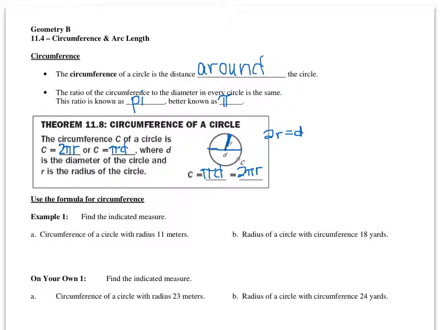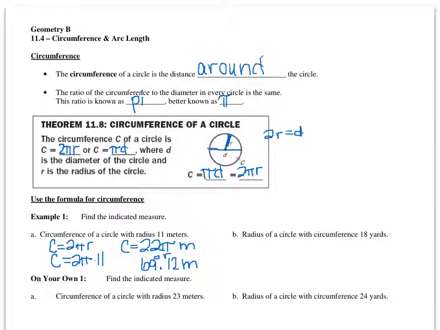So example 1 here says find the indicated measure. And it says circumference of a circle with a radius 11 meters. So we've got radius, so I know I'm going to use this formula with radius. So I'm going to use C equals 2 pi times my radius. I'm finding the circumference, so C equals 2 pi times my radius is 11. So C equals 2 times 11 is 22 pi. You could say 22 pi meters, or that would be your exact value. Your rounded value would be 69.12 meters. And I found that just by putting 22 times pi into the calculator.